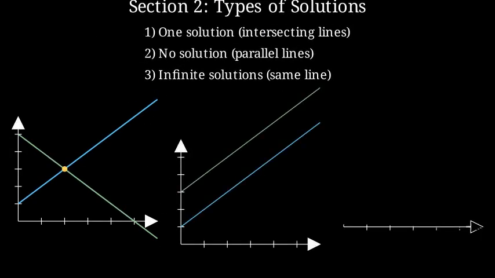Here's how they look on a graph. First, one intersection point. Next, parallel lines with no intersection. And finally, the same line, which means every point works.